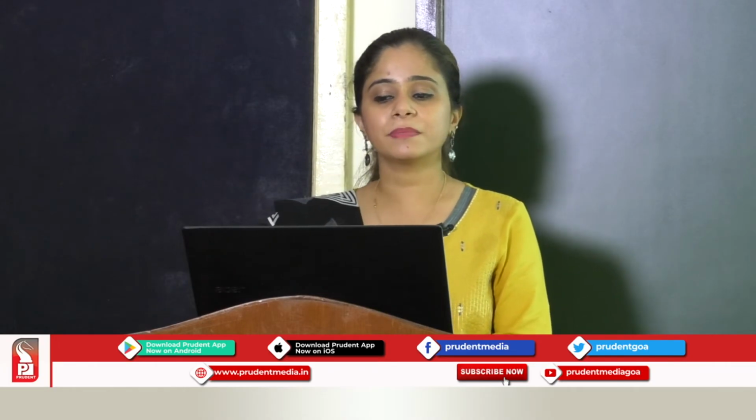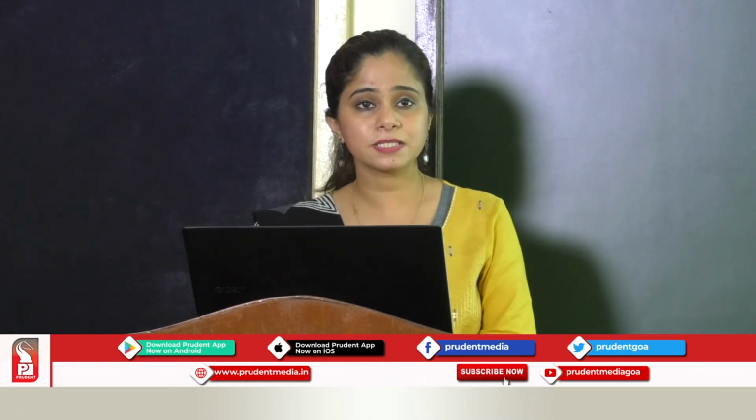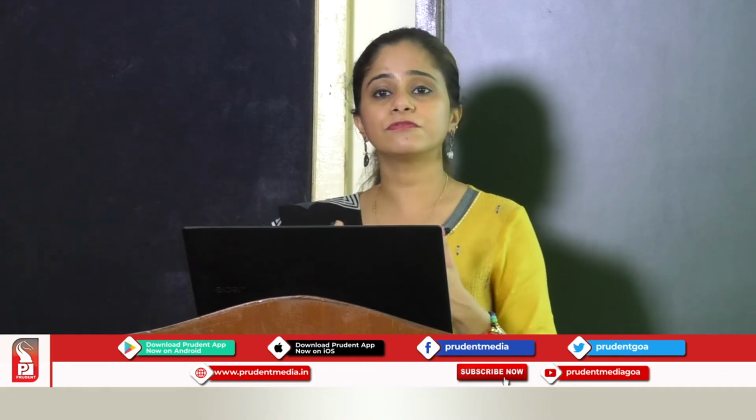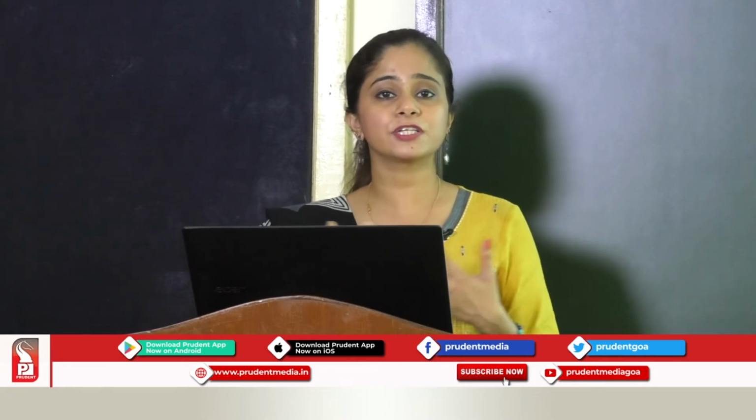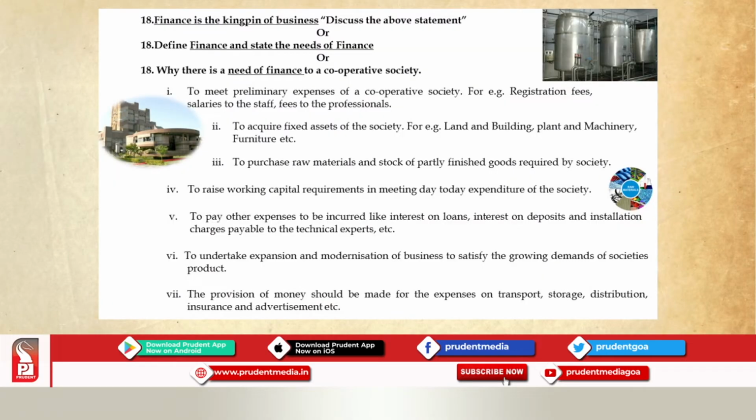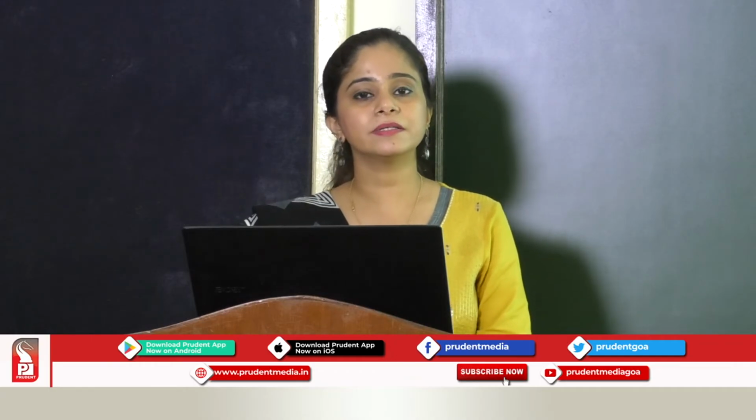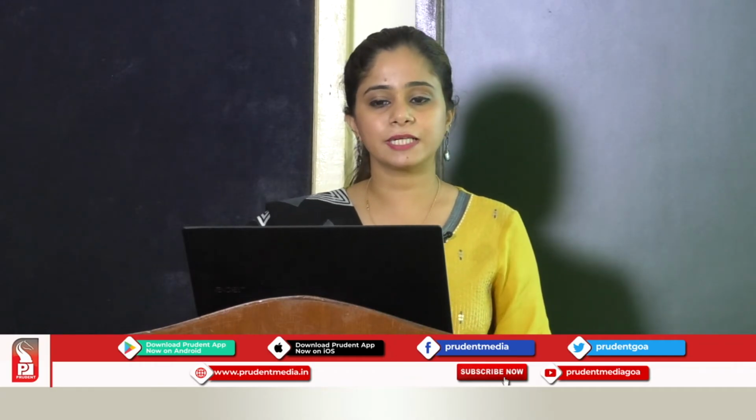Money is also required for transportation and insurance. If you want to move the goods, the stock, from one place to another, you require finance. For distribution you require money for the petrol, for the people, for the insurance. If you want to advertise the society and your products, you also require money. So this is all about why finance is required by the cooperative society.